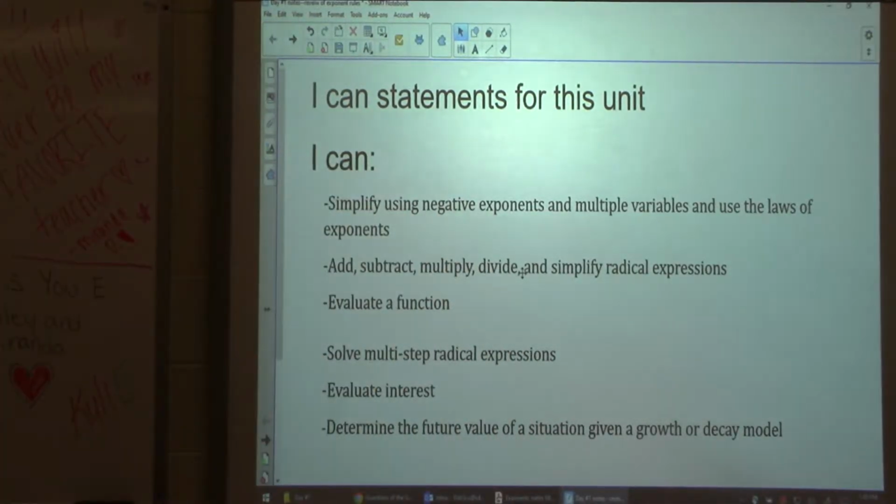Alright, so I'll review, like I said, some stuff you've done in geometry, some you did in Algebra 1, all exponent stuff. That is our next unit, exponents.